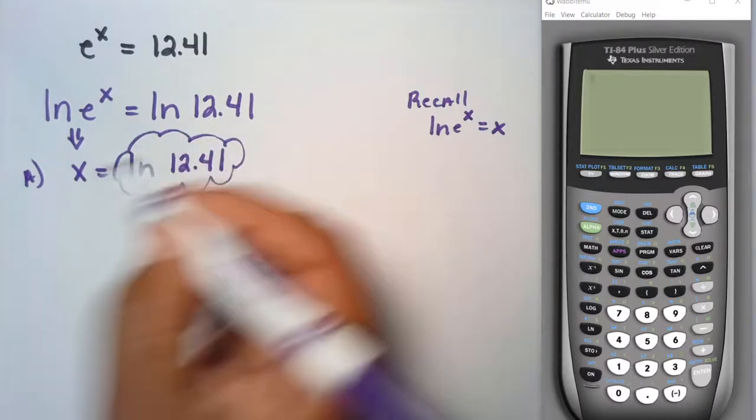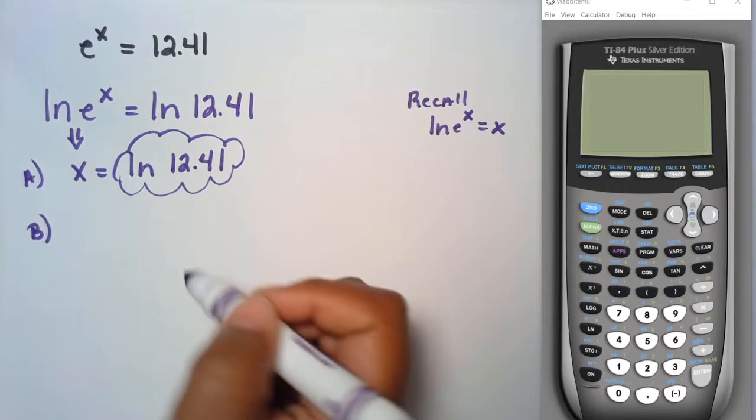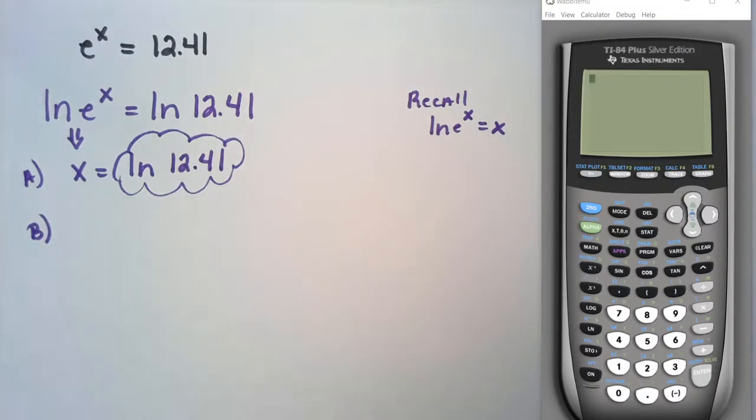Now, part B, we want to express ln of 12.41 as a decimal. And remember, we're going to round to 2 decimal places. So here's your ln key. I'm at the calculator. You see the cursor moving. So let's type in ln of 12.41. Close it and let's press enter. You see what it's equal to. 2.51850259. We want to round to 2 decimal places as I said before.